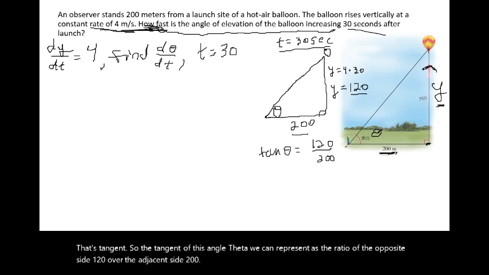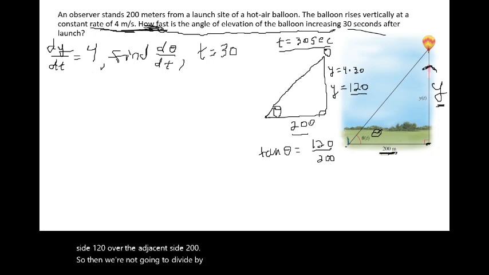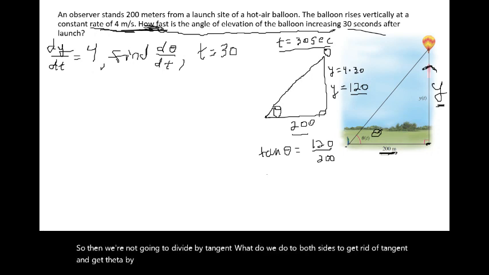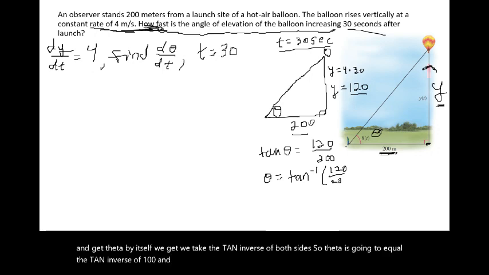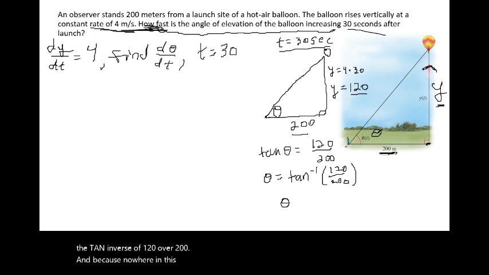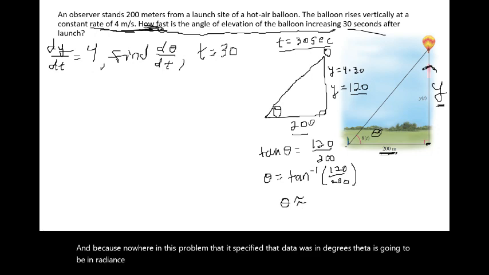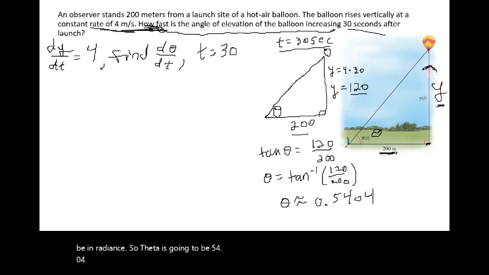So then, we're not going to divide by tangent. What do we do to both sides to get rid of tangent and get theta by itself? We take the tan inverse of both sides. So theta is going to equal the tan inverse of 120 over 200. And because nowhere in this problem did it specify that theta was in degrees, theta is going to be in radians. So theta is going to be 0.5404. Make sure your calculator's in radians. If you did not get this on your calculator, that means you're in degrees.